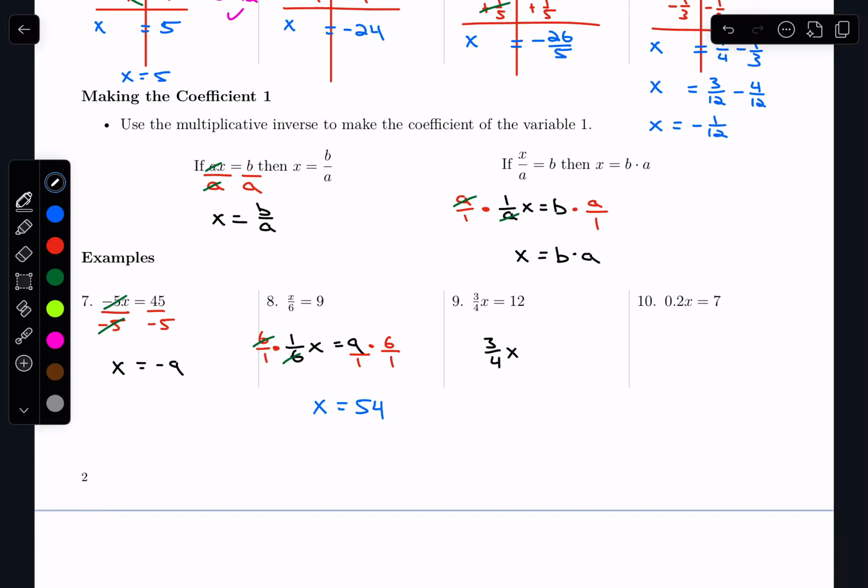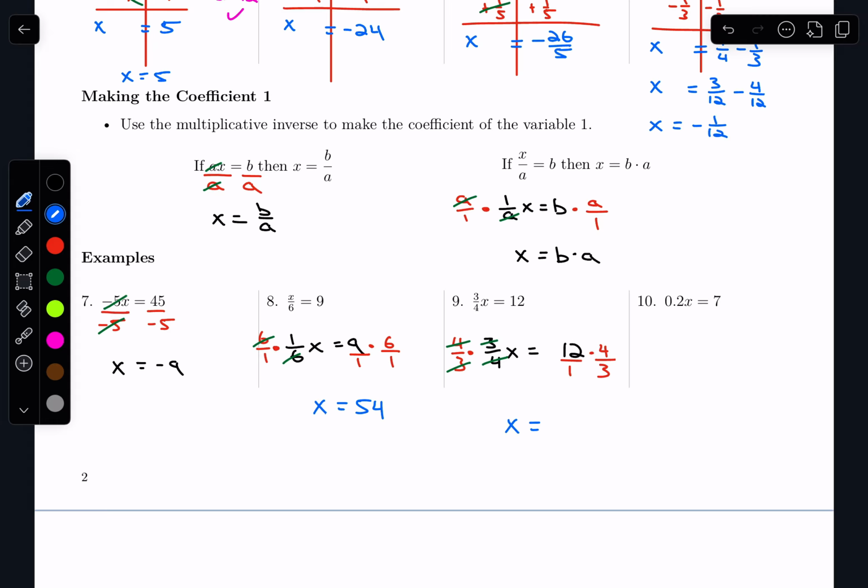I'm going to rewrite it just for sake of space here, but I have 3/4 x equals 12, so I'm going to multiply both sides by the reciprocal of 3/4, which is 4 over 3. Remember, 12 on the right side is really 12 over 1. So now when I multiply 4/3 times 3/4, the 4's cancel and the 3's cancel. That's the whole point of using the multiplicative inverse, aka the reciprocal. So we're just left with x on the left.